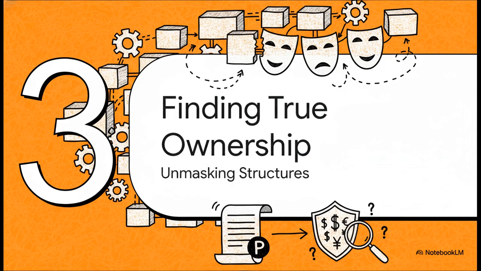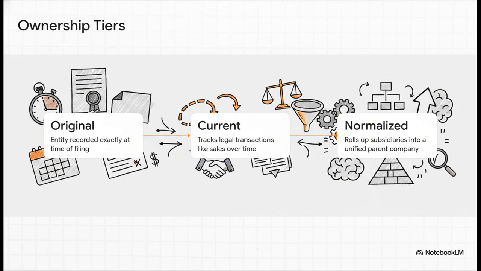Moving right along to Section 3, Finding True Ownership, Unmasking Structures. Finding a patent is one thing, but determining who actually holds the commercial power over these inventions, that's another beast entirely. Let's dive into these 3 tiers of ownership, because it gets a bit tricky. We move chronologically. First up, there's the original assignee. That's the entity recorded exactly at the time of filing.